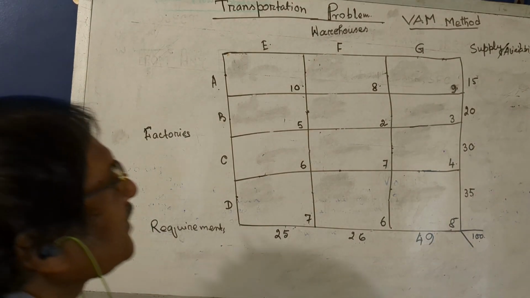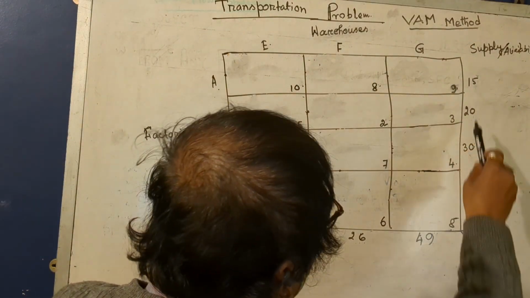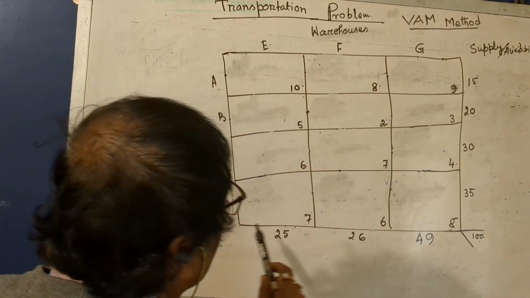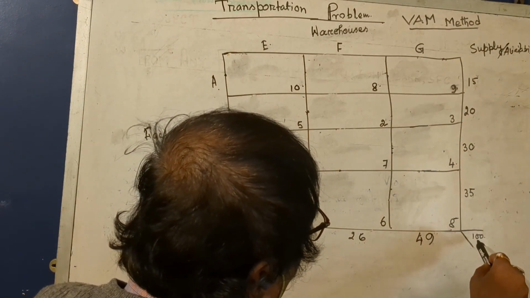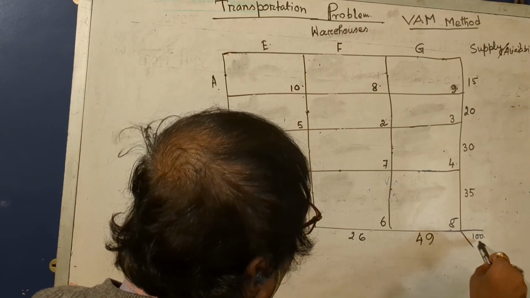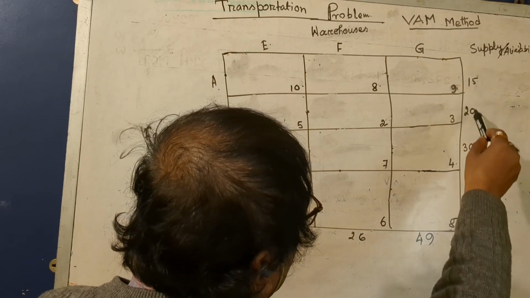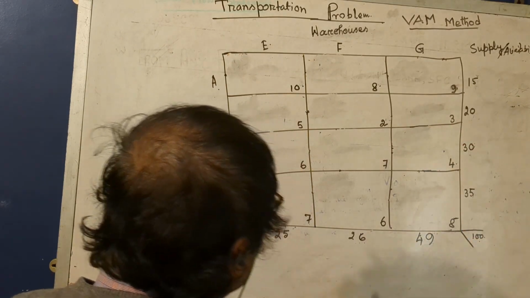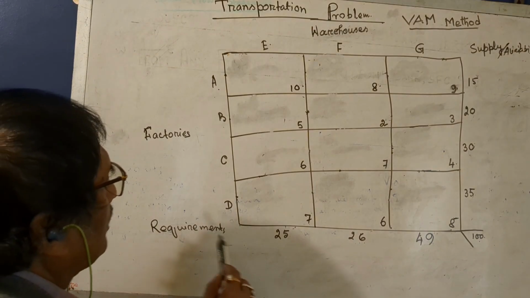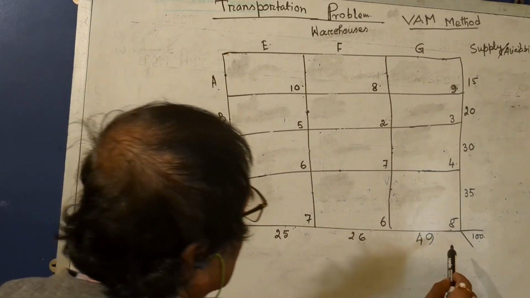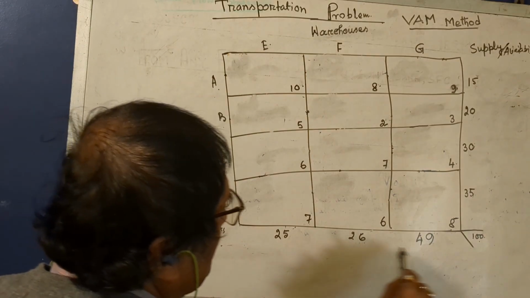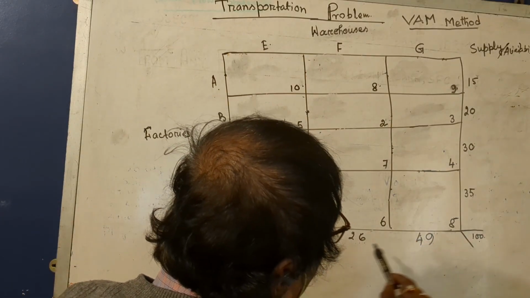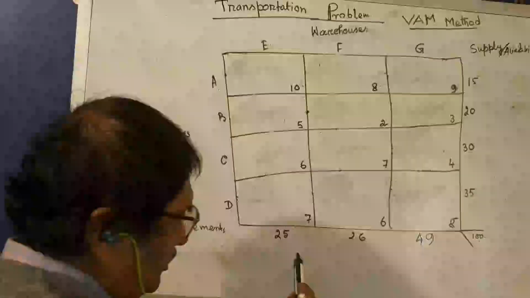How will we do it? I have already discussed this. First, you check that this is a balanced problem, that is, the total availability, in this case 100 units. If you add this, 100 units is equal to the requirements. That means the production units and the requirement or demand units are the same. This is called a balanced transportation problem.